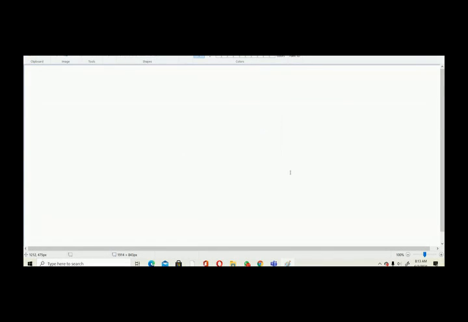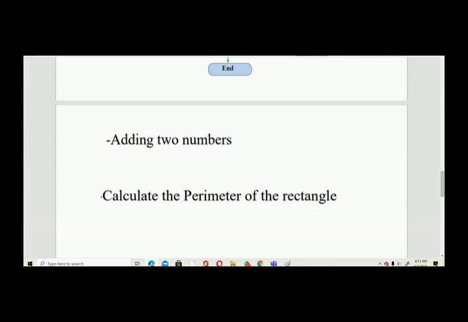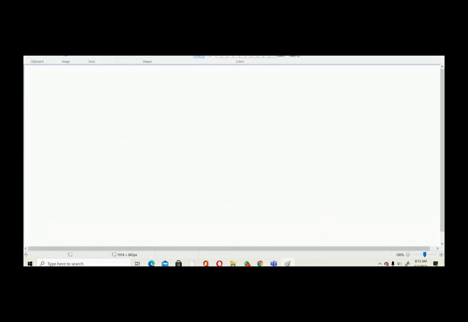Now you have to draw it with me, so you have to tell me what we should do. Did you take down the question? Write the question: adding two numbers. Quickly write it down. So first, what should we write?